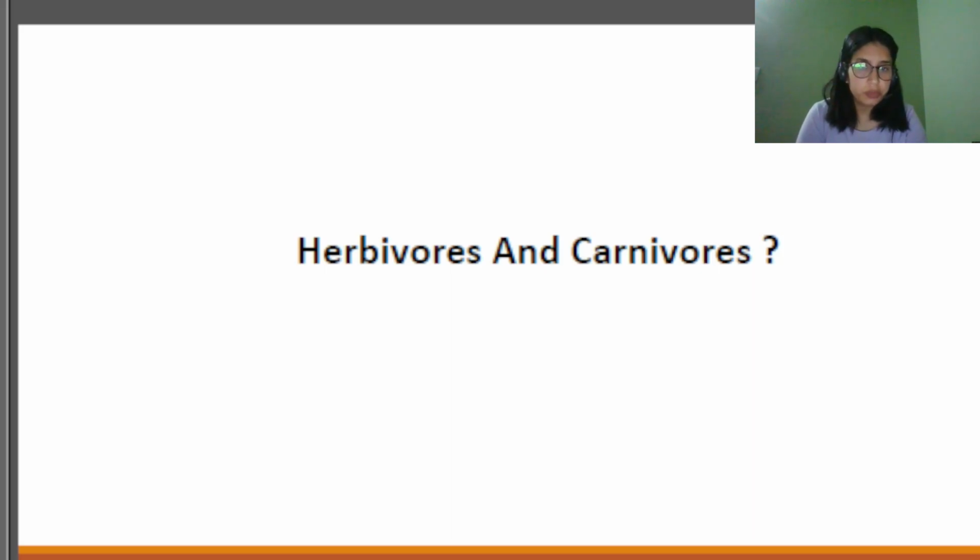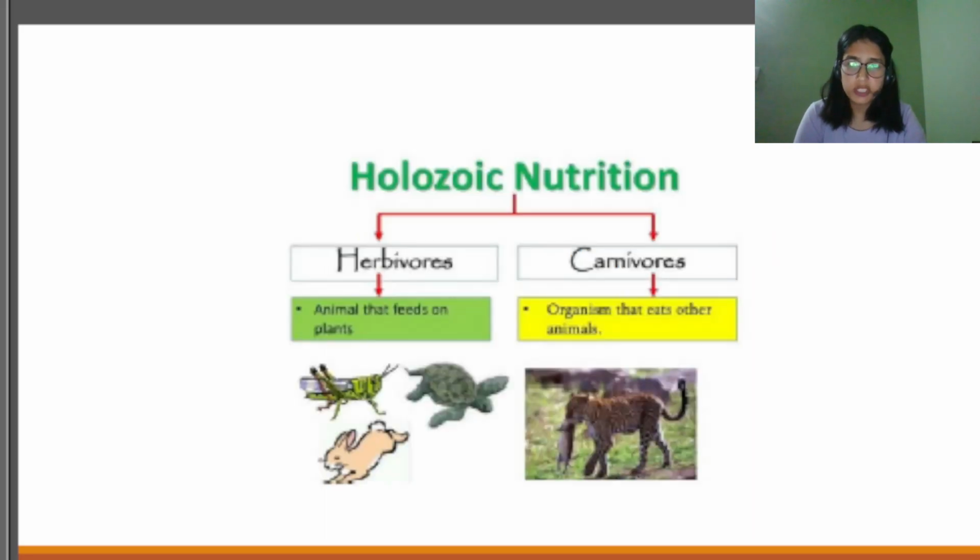Yes, so we will be moving forward. You are quite aware of what they are. We'll be discussing a little bit more about it. So, in holozoic nutrition, we have herbivores and carnivores. If we talk about herbivores, they are animals that feed on plants. So, these are some examples: tortoise, grasshopper and rabbit. These are the herbivores. They feed on plants. And if we talk about carnivores, organisms that eat other animals fall under the category of carnivores.